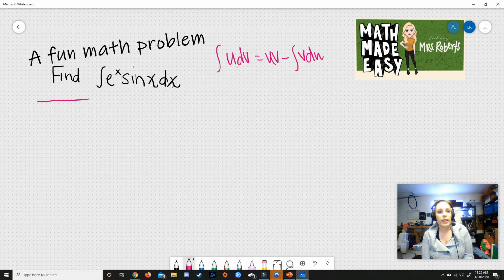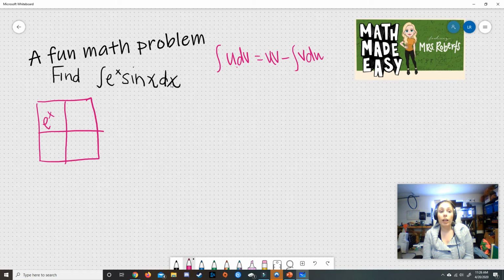And there's this cool little table that you can make. It helps me remember the format of this problem. When I make my table, my u will go right here in the upper left-hand corner. So e to the x is my u. And when I take the derivative of e to the x, I get e to the x dx. That's going to be my du, and I'll write that up in this box. So this is u and this is du. This is going to be dv and v.